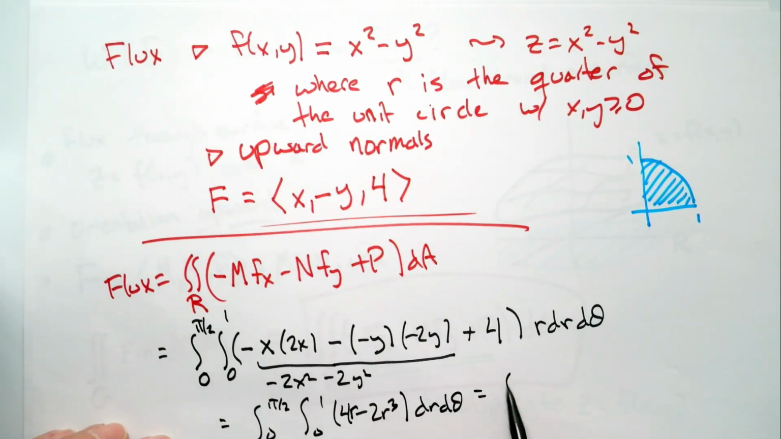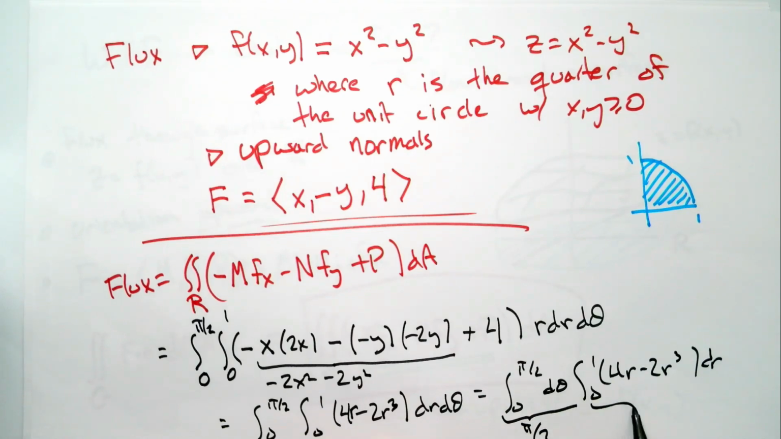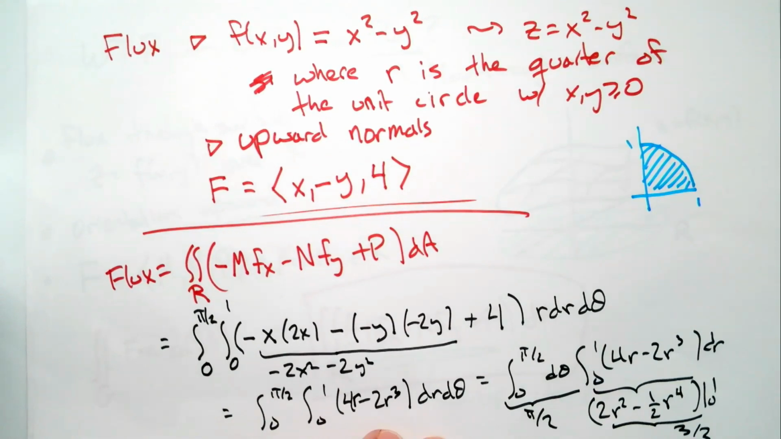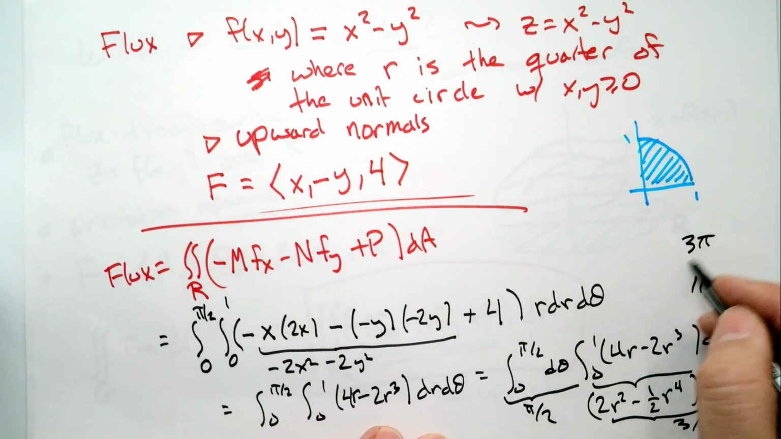Now you can break this integral up. Integral 0 to pi halves d theta, integral 0 to 1, 4r minus 2r cubed dr. Well, the first integral, that's straightforward. That's pi halves. The second integral, that's 2r squared minus 1 half r to the fourth, and evaluate from 0 to 1, which gives us 2 minus a half, which is 3 halves. Okay, so this bottom part here is 3 halves. Pi halves times 3 halves gives us our final answer of 3 pi fourths.